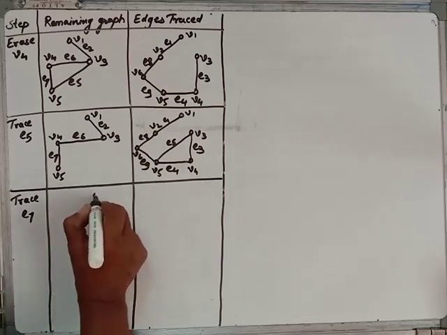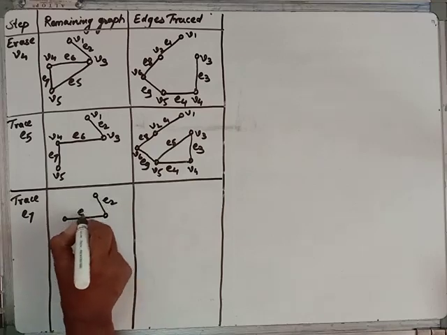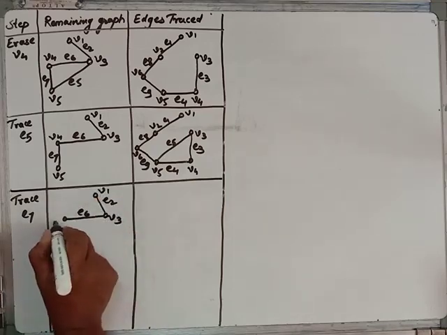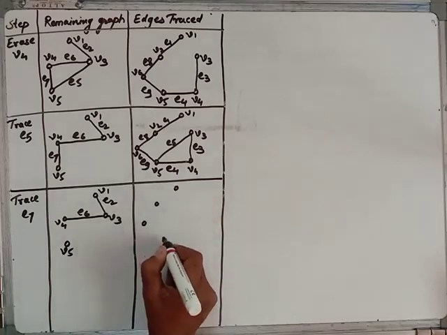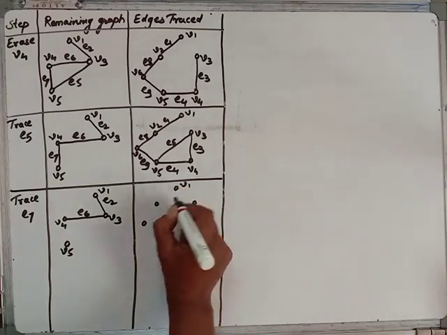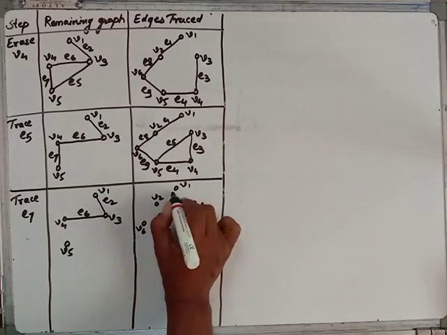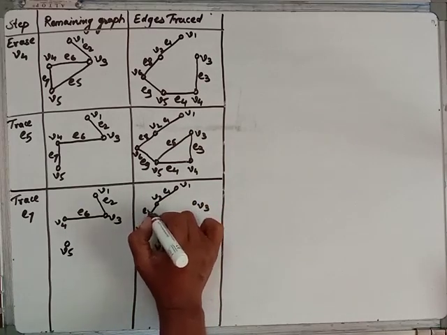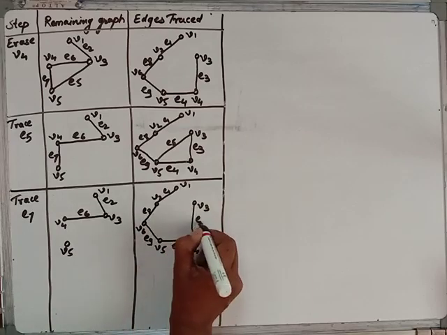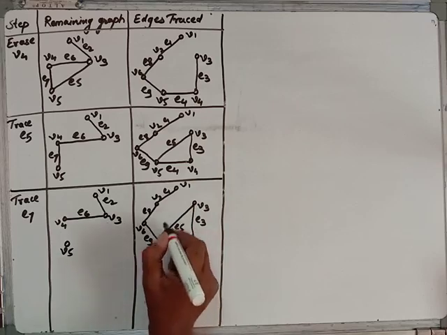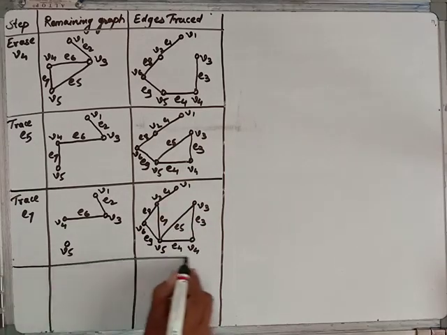While tracing E7, what happened? V5 will become isolated. Right? So what is here? V1, V2, V6, V5, V4, V3. So we have this is E1, E8, E9, E4, E3, this is E5 and this is what? E7, right? Okay, so now erase V5.